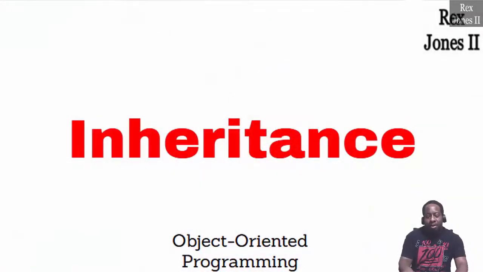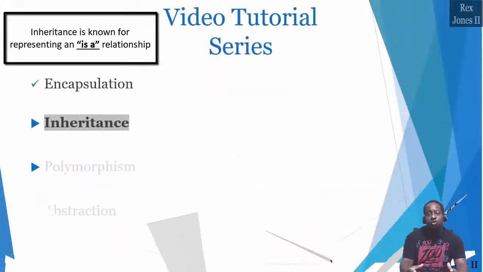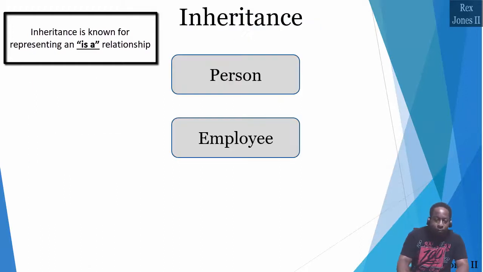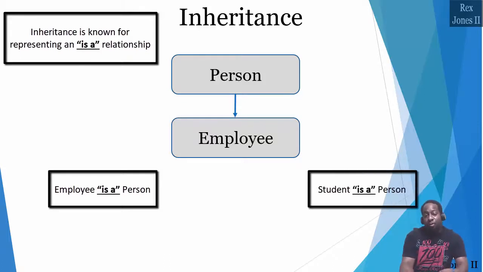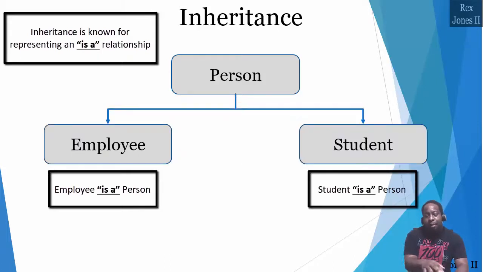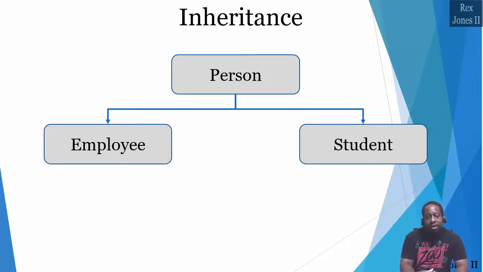With object-oriented programming, inheritance is known for representing an is-a relationship. For example, an employee is a person, so the employee class can be a child class of the person class. In the same way, a student is a person, and student can be a child class of the person class. With this hierarchy, the person class is the parent of two child classes, employee and student.